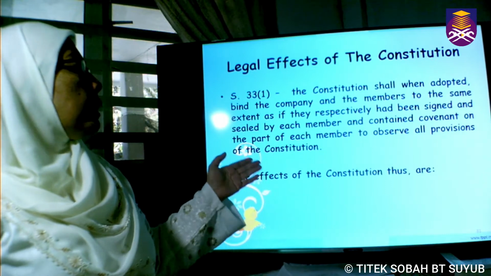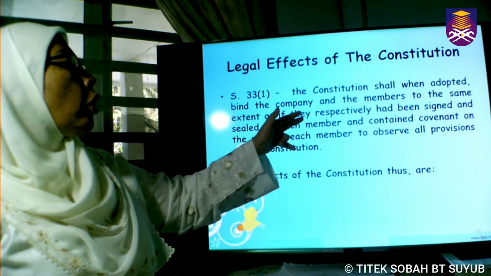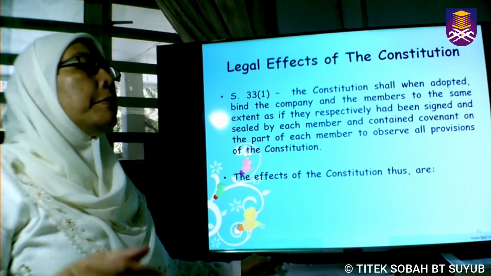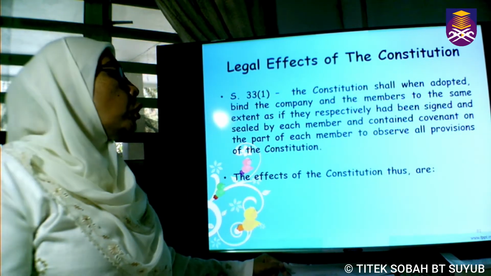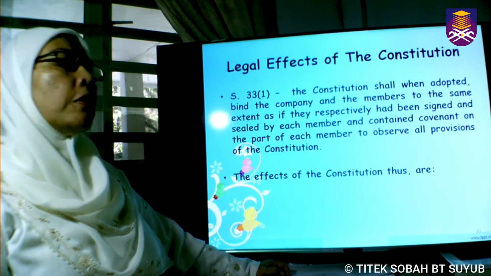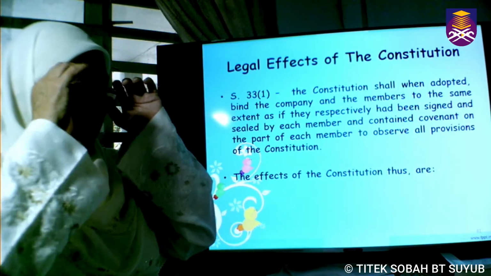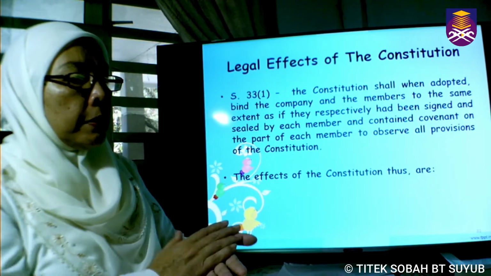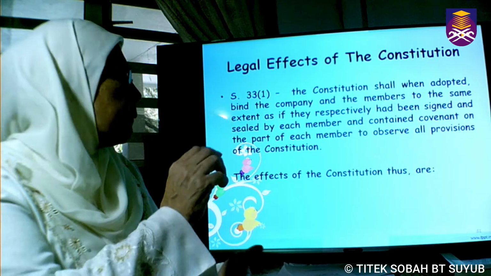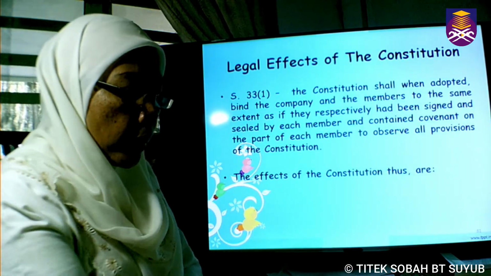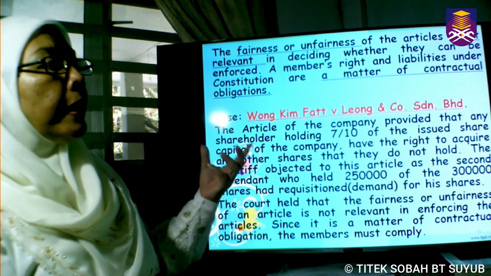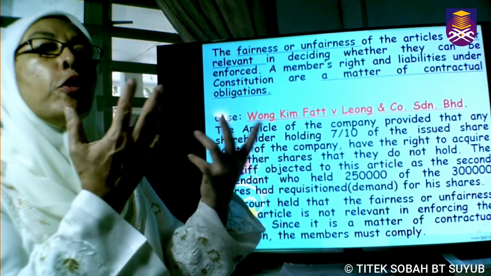So the constitution shall bind the company and the members to the same extent as if they respectively had been signed and sealed by each member, and contain covenants on the part of each member to observe all provisions of the constitution. So meaning it is as if this is a contract between the members and the company, and between members, as if they signed the said contract. Okay? So what is the effect of the constitution because of this section? Okay, the fairness: because they have signed the contract, meaning they have consented, right?